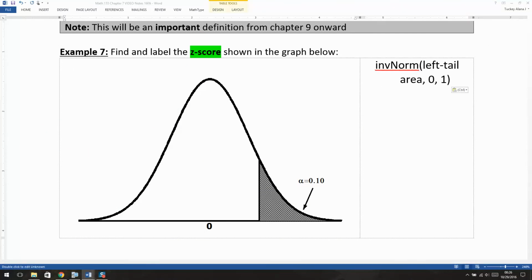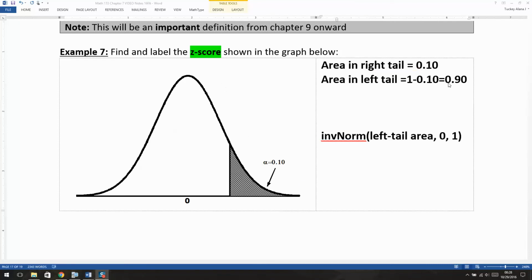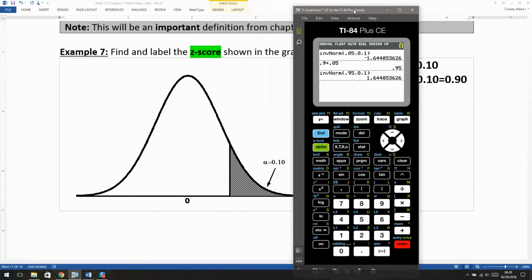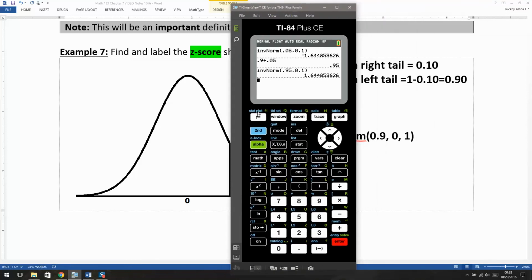I'm going to shrink this down a little bit so we can see it. Since the area in my right tail, which is my alpha, is 0.10, that means the area in my left tail is 1 minus that, which is 0.90. So that's what I'm going to type into the calculator. My left tail area is going to be 0.9, because remember, zeros after a decimal point don't matter, as long as they're extending past the numbers you've got. So instead of 0.10, we're going to use 0.90.